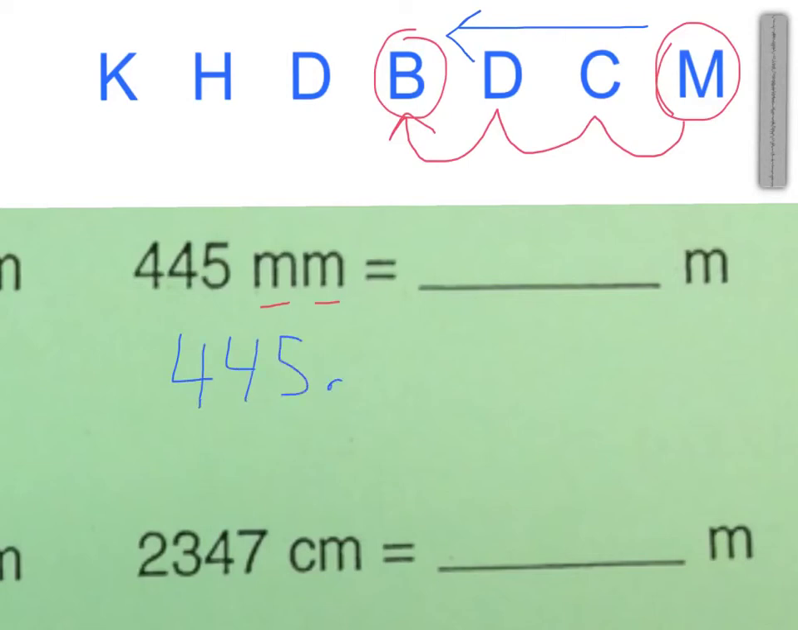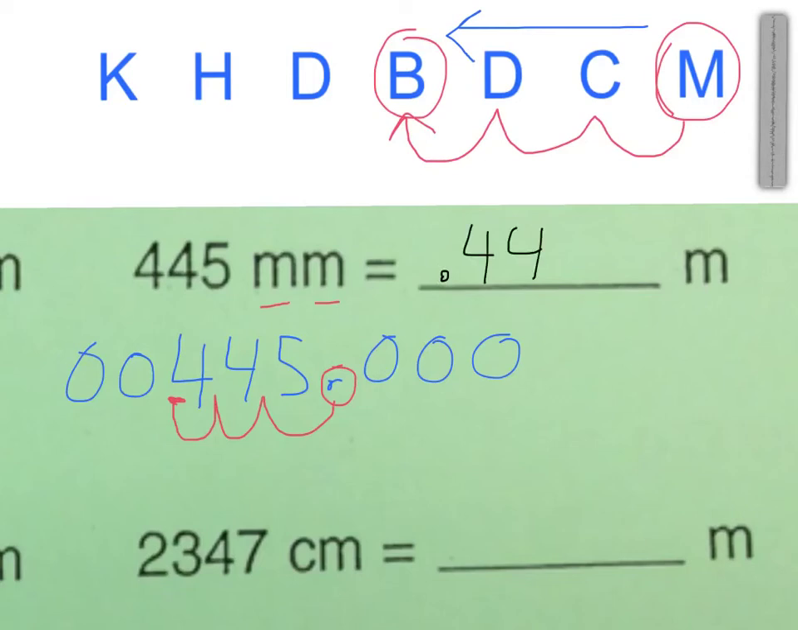445. You can think of it as 445.000, and zeros can go in the front or the back of it. We're going to take our decimal point, and we're going to go 1, 2, 3 places to the left in the same direction that we moved on our little chart up there. And that gives us a final answer of 0.445 meters, or 445 thousandths of a meter. 445 millimeters is equal to 0.445 meters.